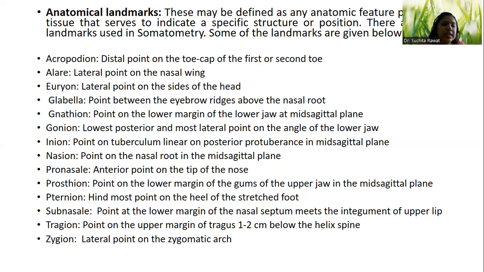Nasion is the point on the nasal root in the mid-sagittal plane. Pronasale is the anterior point on the tip of the nose. Prosthion is the point on the lower margin of the gums of the upper jaw in the mid-sagittal plane. Pternion is the hindmost part on the heel of the stretched foot. Subnasale is the point at the lower margin of the nasal septum that meets the integument of the upper lip. Tragion is the point on the upper margin of the tragus, which is 1 to 2 centimeters below the helix spine. And zygion is the lateral point on the zygomatic arch.